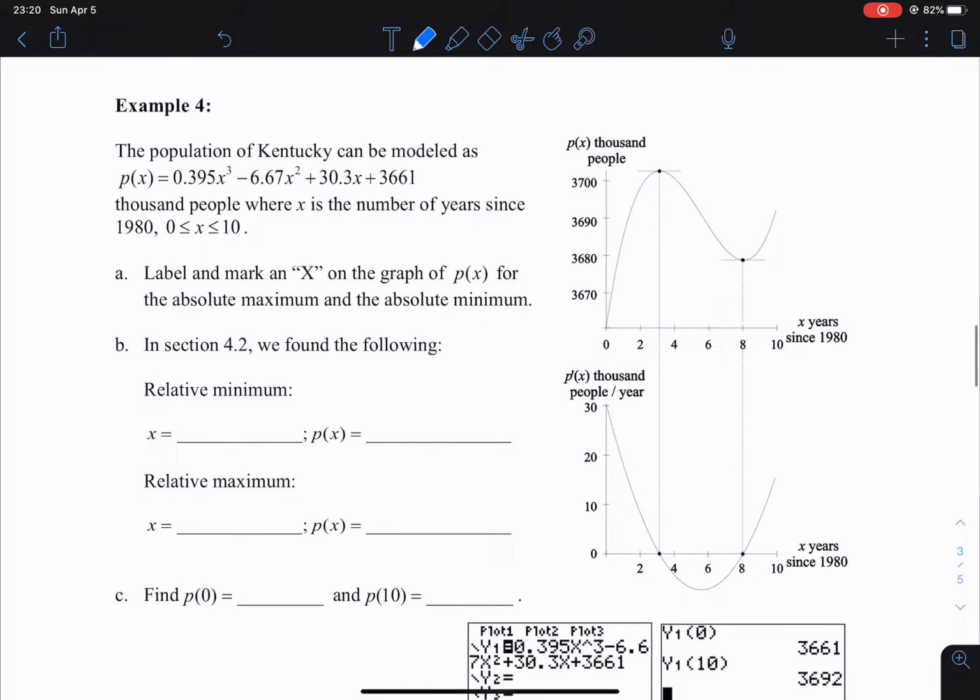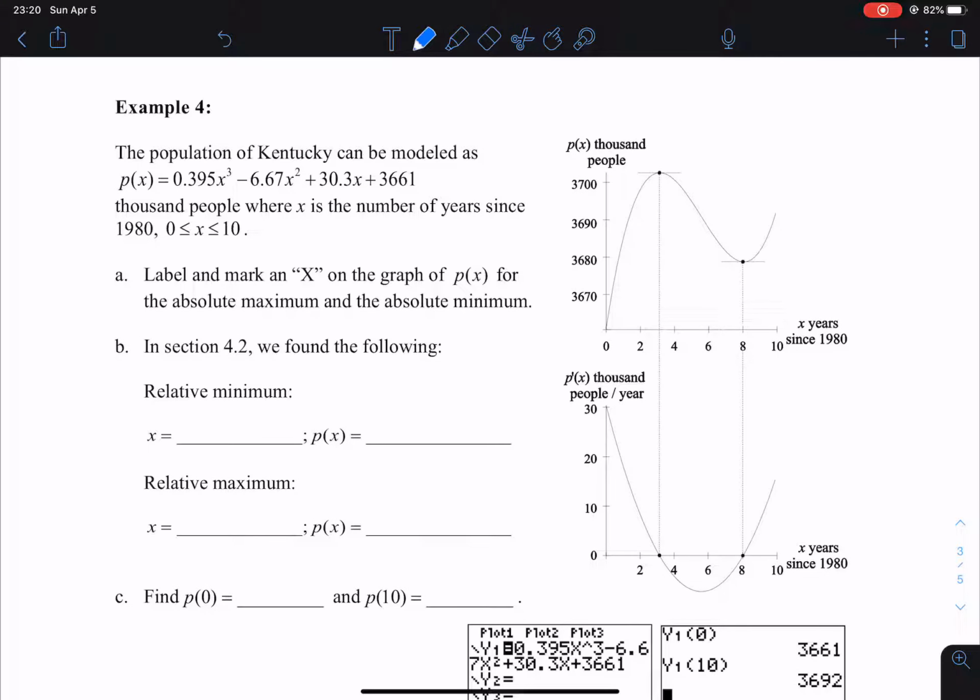So for this function, the population of Kentucky can be modeled as P of X, where X is the input, the number of years since 1980. Pay attention to the domain: X is from 0 to 10, and this is a closed interval. So that means the two points 0 and 10 are well defined.